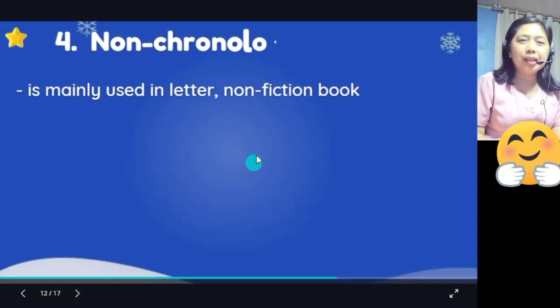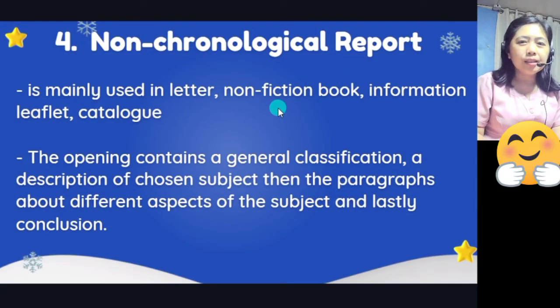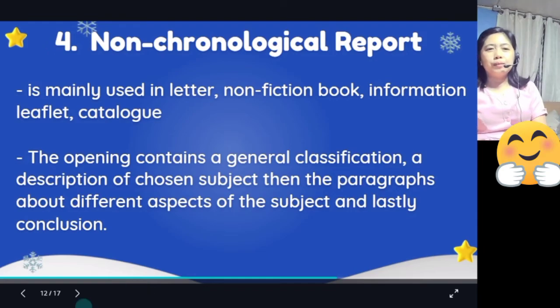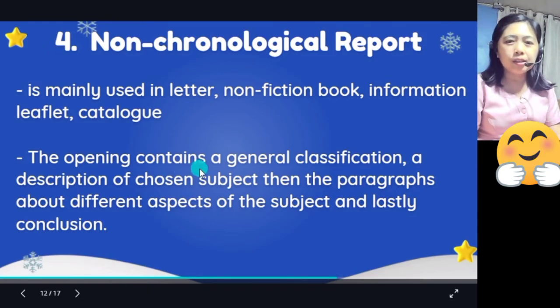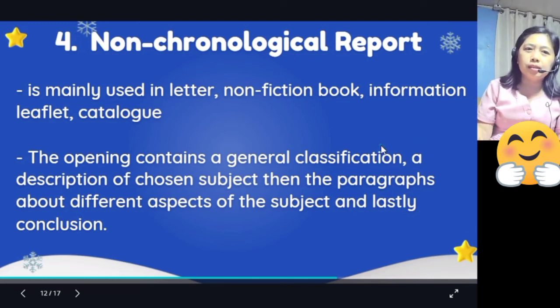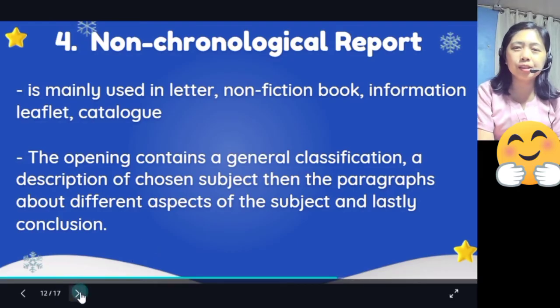Okay. Next type of report we have is the non-chronological report. This is mainly used in letters, non-fiction books, information leaflets, catalogs, and others. Okay. So the opening contains a general classification, a description of the chosen subject, then paragraphs about different aspects of the subject, and lastly, a conclusion. Okay. The opening contains a general classification, so it is like an introduction. Okay, it is not in chronological order, providing general information about your topic.